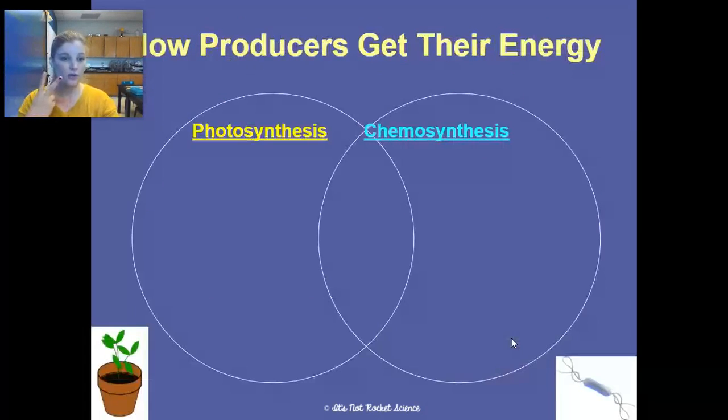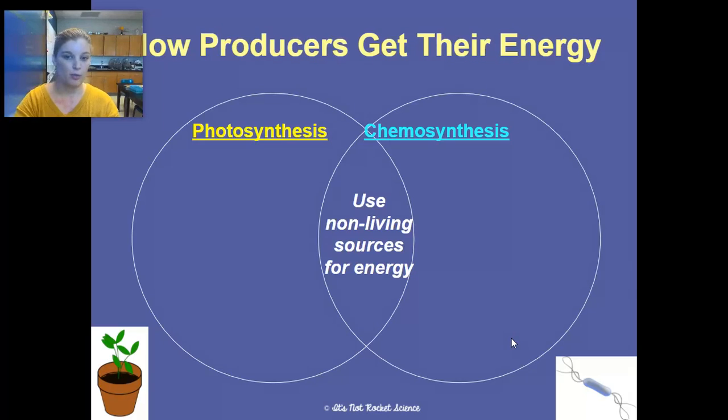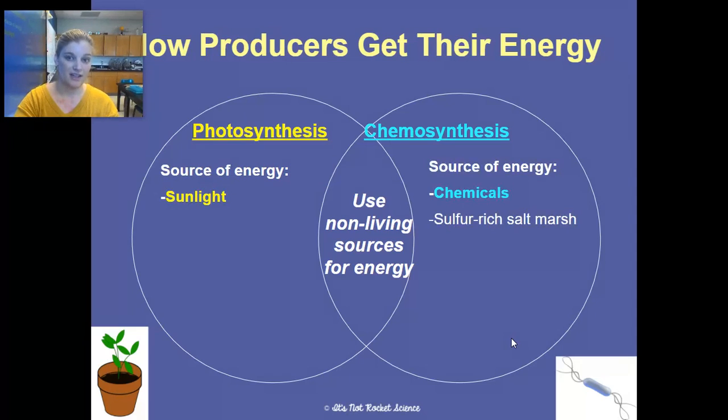Okay, so there's actually two ways that producers themselves get their energy. So producers are autotrophs. They automatically get energy from something. That's either photosynthesis or chemosynthesis. So chemosynthesis is just a chemical reaction, essentially, of photosynthesis. So they both use non-living sources for energy. In photosynthesis, the source of energy is going to be your sunlight. And in chemosynthesis, it's chemicals.